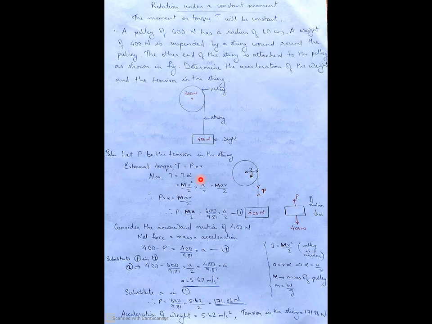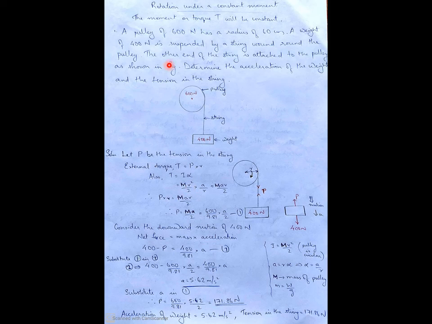Now how to calculate I? There were two methods to calculate I. Either they will be giving the radius of gyration or they will be specifying the section. Here radius of gyration they haven't given. Instead they have given it is a pulley. We know pulley is circular section. If it is circular section, what will be moment of inertia? Mass moment of inertia will be MR squared by 2. In order to avoid again the confusion between small m and capital M, this capital M is for the pulley mass.